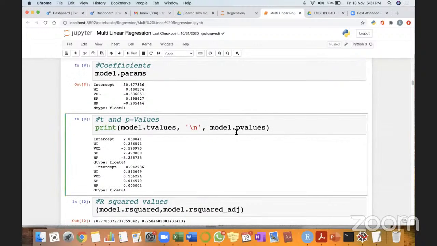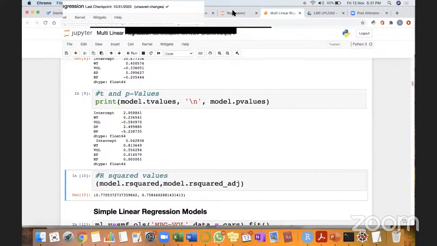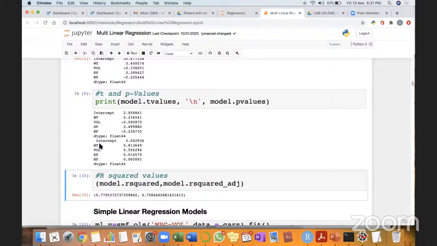So we use t values and p values to find out which variable is a good, significant variable, and which variable is not significant. As we discussed, if the p value is less than 0.05, then we can say it is a significant variable, and here these are the t values and these are the p values. You don't have to consider whether the p-value for the intercept is less than or more than 0.05. You can just ignore that.